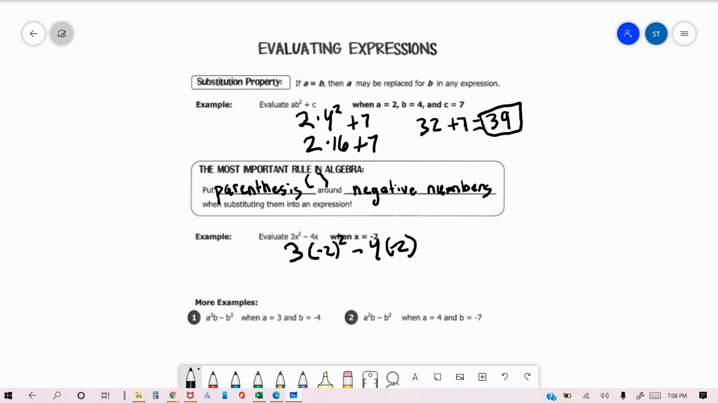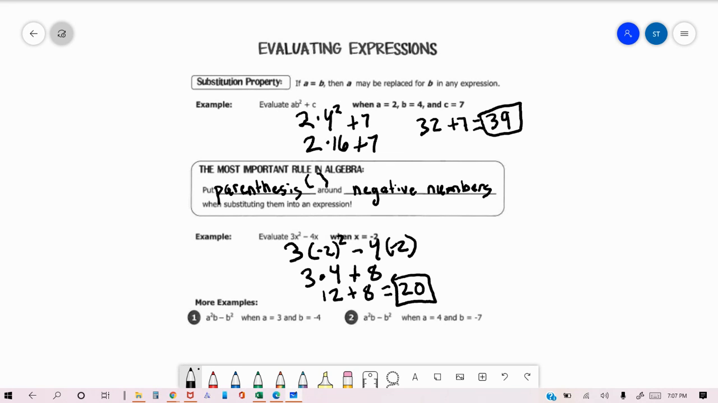So we always start with our exponents. Negative 2 squared is 4, and then we're going to subtract. We can go ahead and do this math. 4 times negative 2 is negative 8, which makes this a positive, so we're adding there. 3 times 4 is 12, plus 8 equals 20.